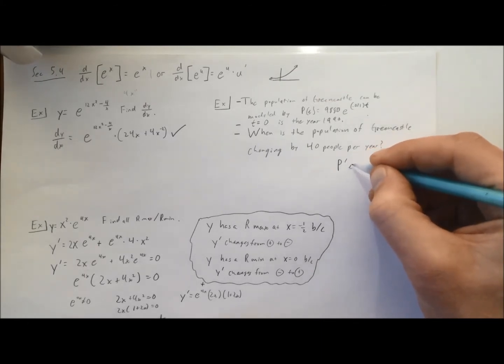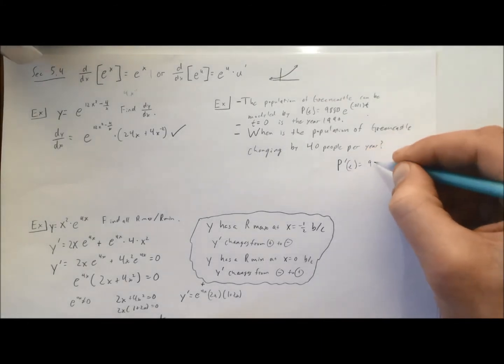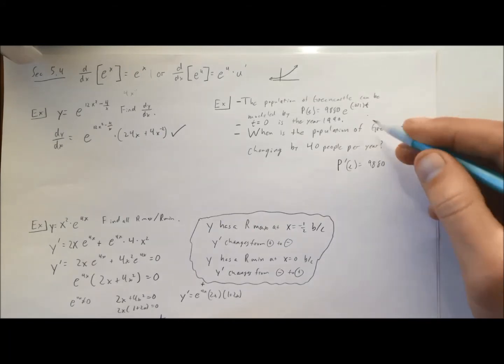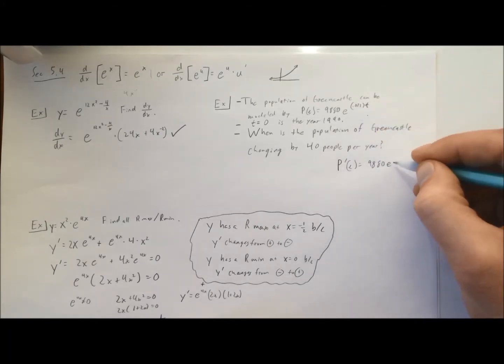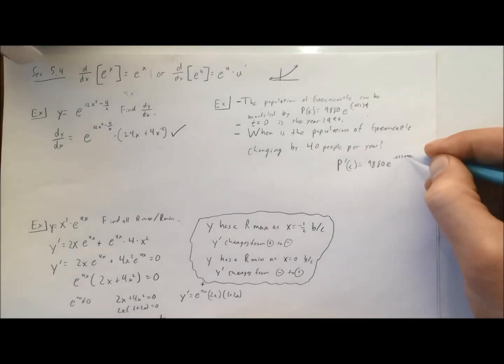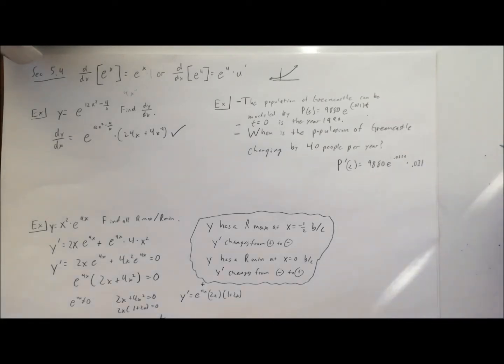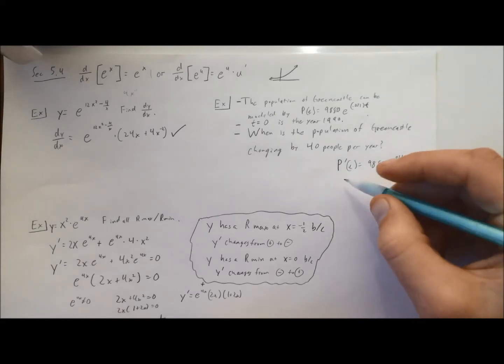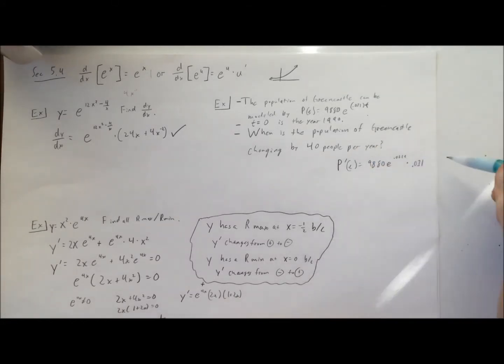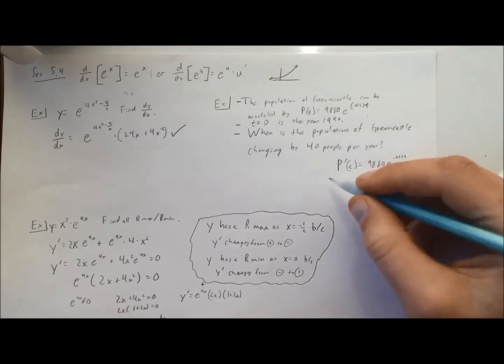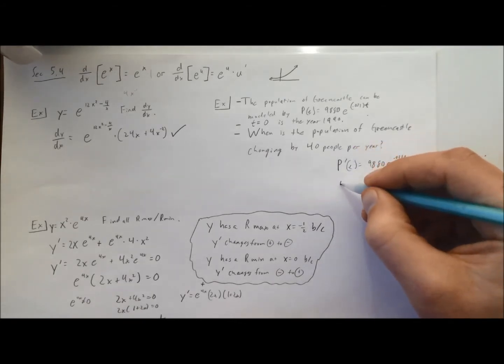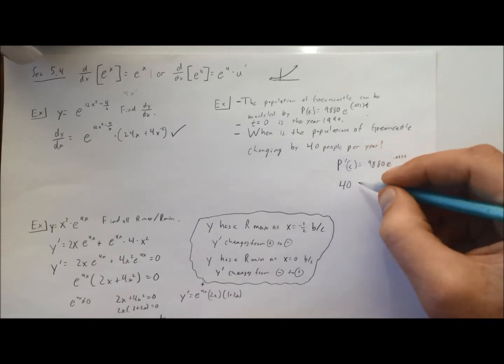P prime of t is going to be 9,880 times e to the 0.031 t. Chain rule, the derivative of the exponent is just 0.031. And so I have to find out when it is changing by 40 people per year. Well, 40 people per year, that's the rate at which it's changing right here.